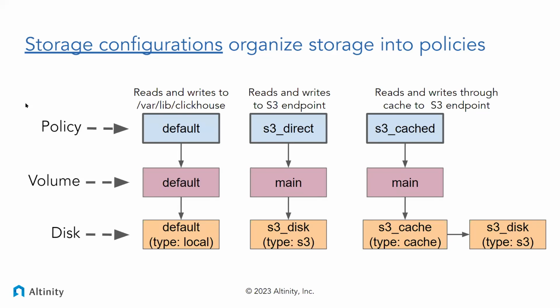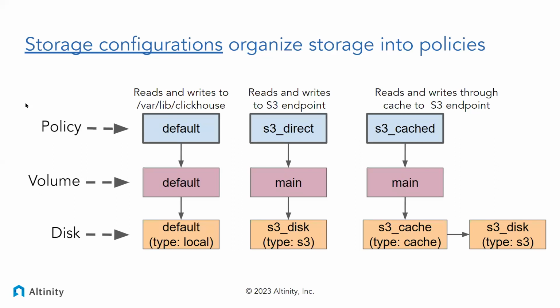A third one that we can do is create an S3 cache storage policy. What that's going to do is use the S3 disk, but the reads, at least, will be passed through a cache, which means that if we've read data out of S3 before, there's a reasonable chance it'll be stored locally, and then we can just grab it without having to incur extra costs.